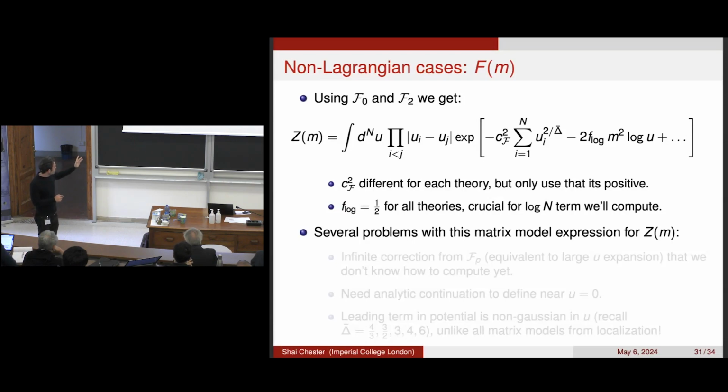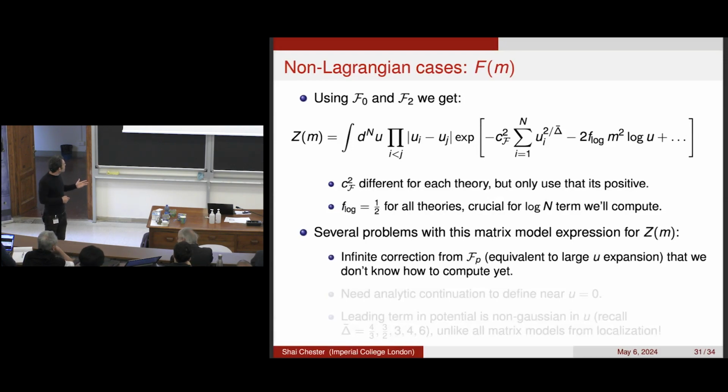Now, there are several conceptual challenges with this matrix model, which I'm writing down here. First of all, there are infinite corrections to the potential, for which you need to know all the different fp's. And I should note that this expansion in small radius is equivalent to a large U expansion, so it's a large eigenvalue expansion. And so we don't yet know how to compute them.